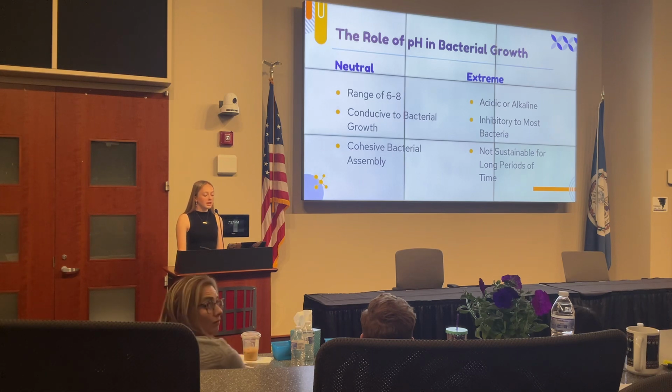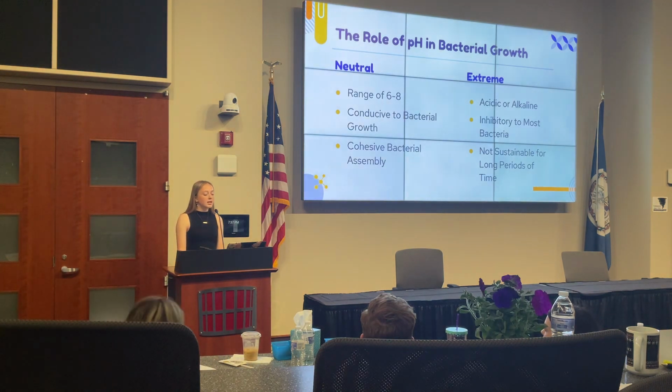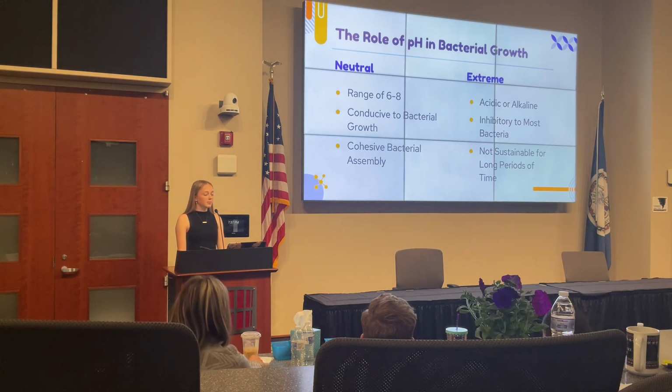On the other side of pH are the extreme environments. These are classified as acidic or alkaline. Acidic environments are defined as anywhere within the range of 1 to 5, and alkaline environments are anywhere within the range of 9 to 14. These are the most inhibitory towards bacterial growth. However, there are a few bacteria types that do grow best in these environments, and these are known as either acidophiles or alkaliphiles. While these extreme environments may be used to kickstart certain cellular processes, such as cellular respiration, over long periods of time they are overall unsustainable for life.